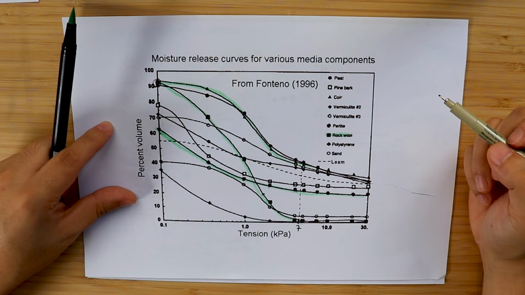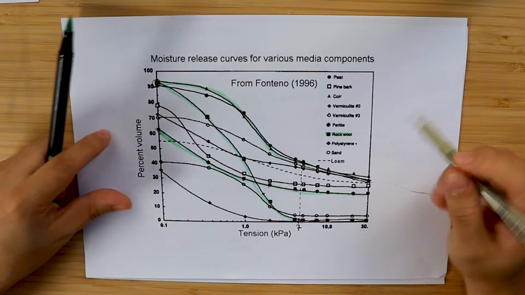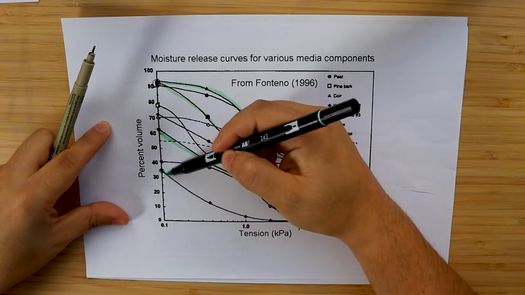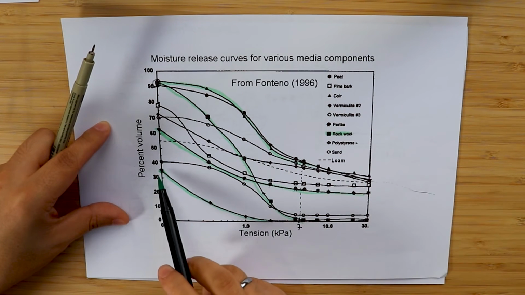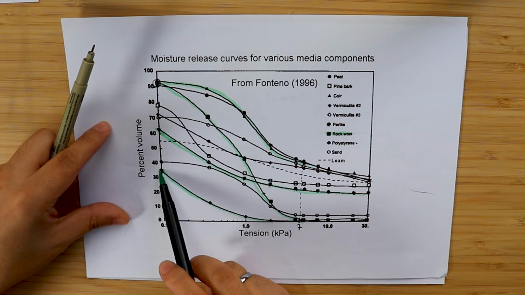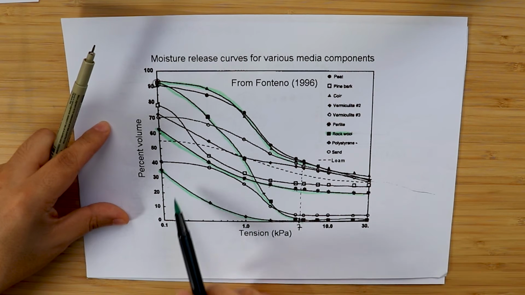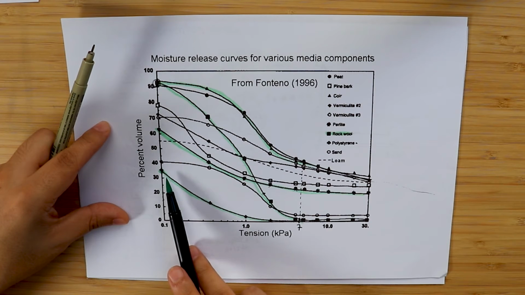Now we have other interesting media here. For example, we have polystyrene, which is here, which starts very low, and basically we can dry it with almost no effort, but it retains very little. And this is very problematic because then we need to water super frequently. There is almost no tension increase as we dry all of this, but we need to water all the time because there is almost no water available for the plant.